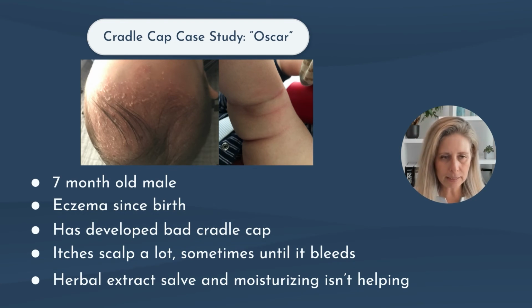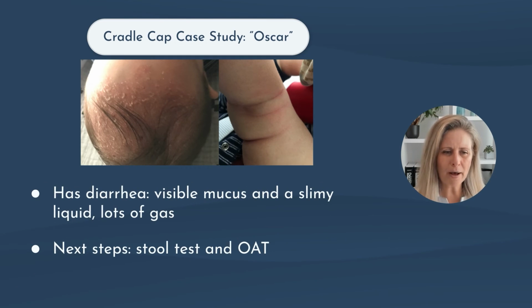Mom is making and using an herbal extract salve and trying to moisturize, but it's not helping. And his gut is also off. He has diarrhea, there's visible mucus and a slimy liquid, and he has a lot of gas. So next steps, let's do a GI-MAP stool test and an OAT.